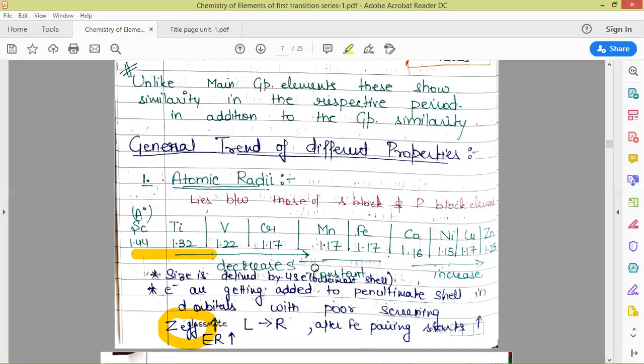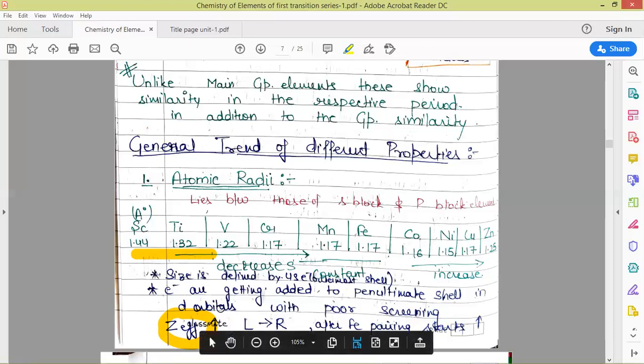For manganese, the electronic configuration is 4s2 3d5, and after manganese there are 6 electrons. For iron, in the d subshell, 1 electron gets paired, for cobalt 2 electrons get paired, and so on up to zinc, where the 3d subshell has all the electrons as pairs. Due to this pairing, inter-electronic repulsions increase, due to which size increases, which is the opposing factor to Z effective.